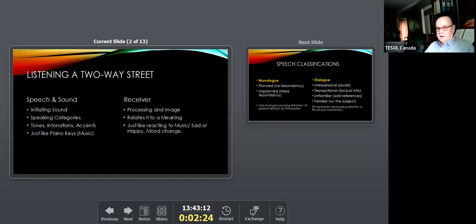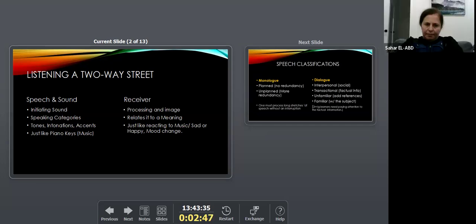Speech and sound includes initiating sound, speaking categories, tones, intonations, and accents, just like piano keys with music. The receiver is processing an image and relating it to a meaning, just like reacting to music, happy music or mood changes.